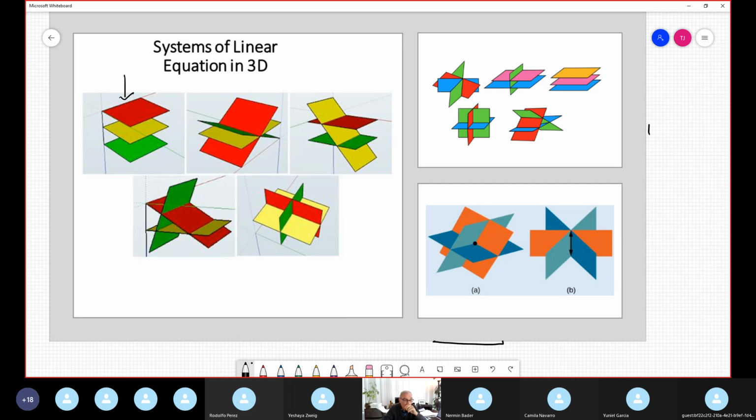We have solution or no? So we have three planes, totally parallel. We have no connection, no? Yes or no? Solution or no solution? No solution. He said no solution. Does everyone agree or disagree? No solution. Yes. No common point. What do you think about the second scenario? We have solution or no?